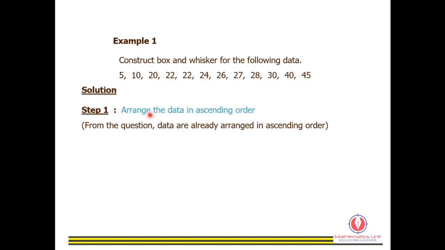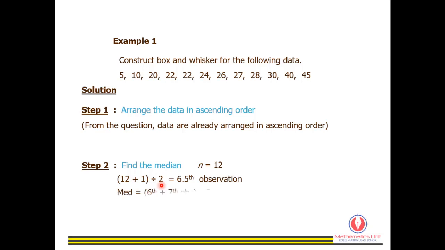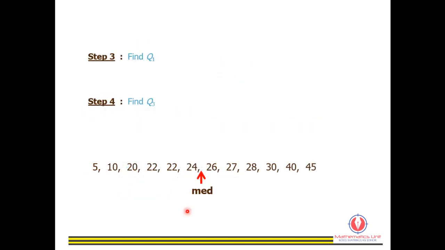Step 1, we arrange the data in ascending order. From the question, the data are already arranged in ascending order. Next step, find the median. The number of data is 12. So the median is the (12 plus 1) divided by 2 observation, so the median is between the 6th and 7th observation. So the median is 24 plus 26 divided by 2. Median is 25.